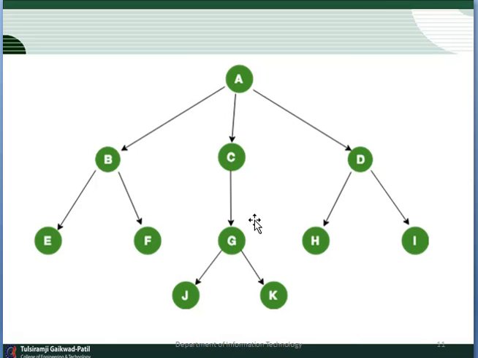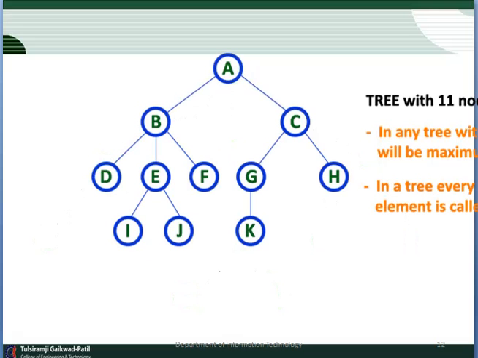Next is the example part. We can say A has three children, B, C, and D. In this given diagram, there are three subtrees as well. B, E, F is one subtree, C, G, J, K is another subtree, and D, H, I is also a subtree. This tree is also given in the same manner.